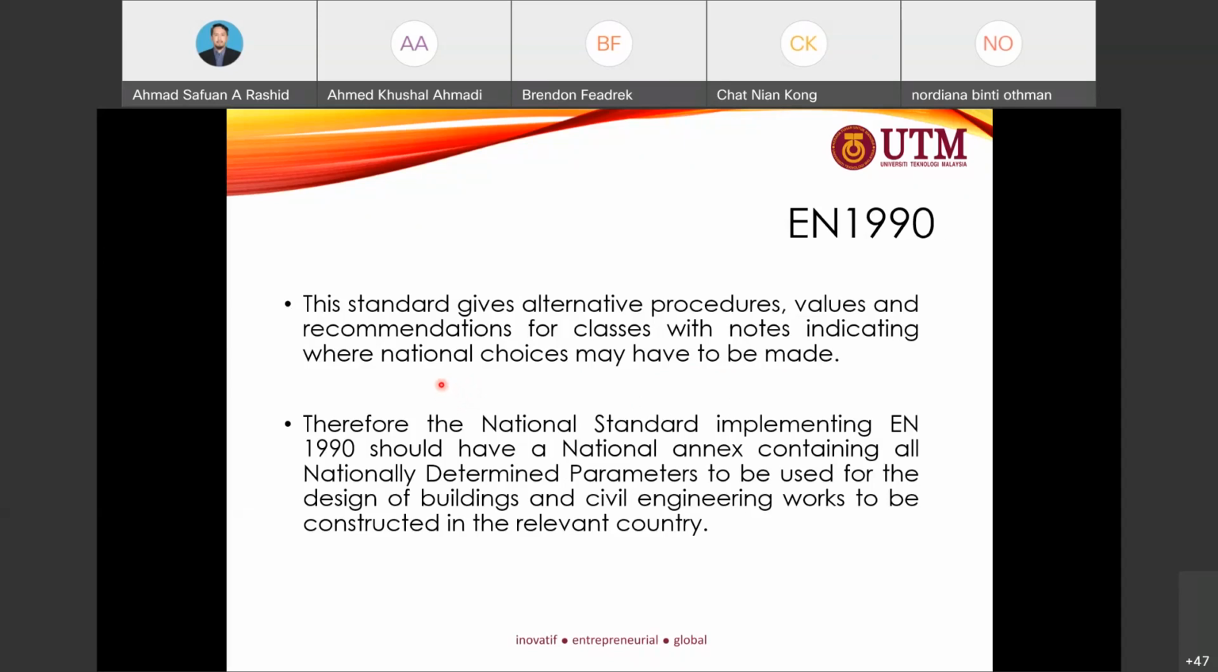Okay? So therefore, the national standard implementing EN 1990 should have a national annex, containing all nationally determined parameters to be used for the design of buildings and civil engineering works to be constructed in the relevant country. So that's why Malaysia has its own standard. However, they adopt the content from Eurocode 1990, and also up to 1999.